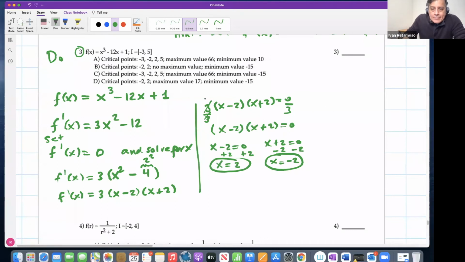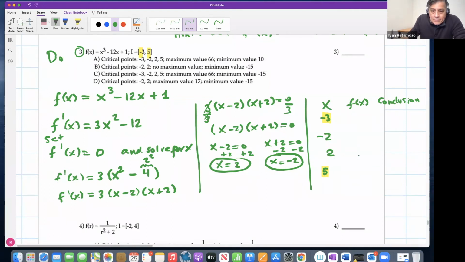Now, what is next? We have to create this table. Remember the table? x, f of x, conclusion. Here we're going to write the endpoints first. These two always go here, negative 3 and 5. In between, if these guys are in between, you put them there: negative 2 and 2. Let's do it in order.